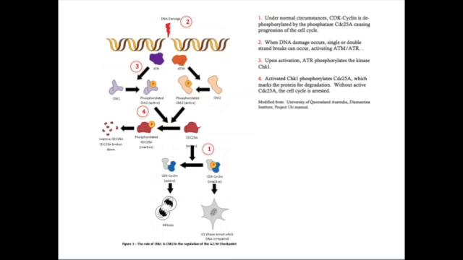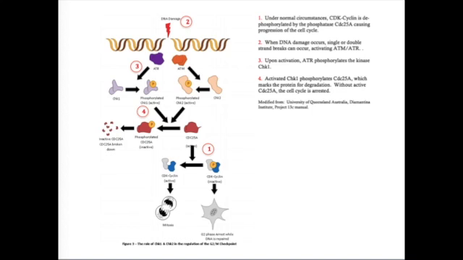To review the pathway as a whole, it's easiest to start at the bottom, where the cell makes a decision to either arrest or proceed with the cell cycle. At number 1, under normal circumstances, CDK cyclin is dephosphorylated by the phosphatase CDC25A, causing progression of the cell cycle.